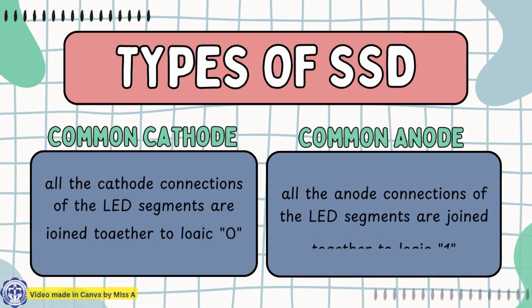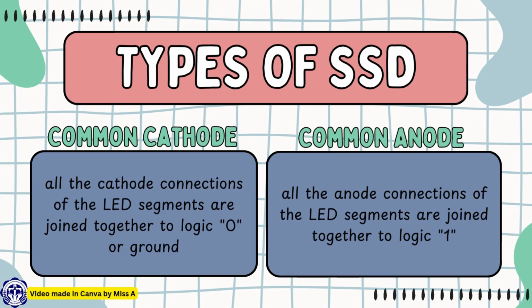There are 2 types of SSD, the common cathode and the common anode. In a common cathode SSD, all the cathode connections of the LED segments are joined together to logic 0, or ground. The individual segments are illuminated by application of a high, or logic 1, signal via a current limiting resistor to forward bias the individual anode terminals, A to G.